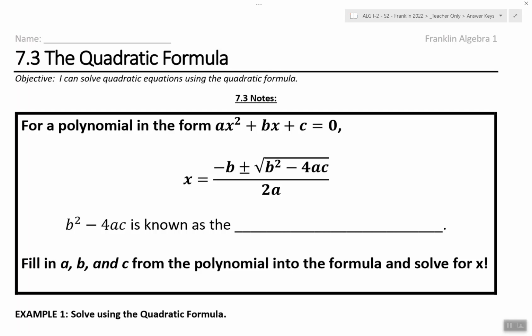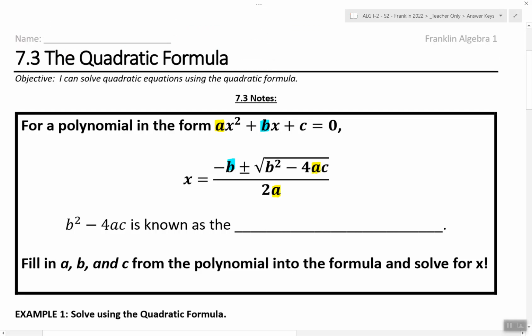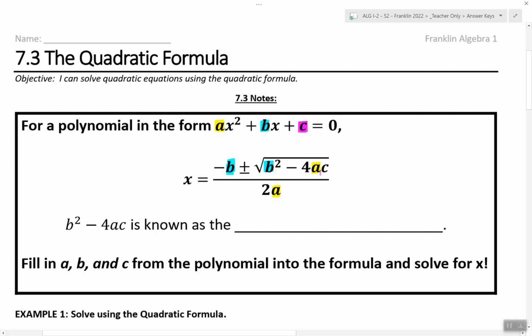So for any polynomial in the form ax squared plus bx plus c, so standard form, highest degree first, here's the formula. X equals negative b plus or minus the square root of b squared minus 4ac, all over 2a. So all we do is take these numbers. A goes here and here. B goes here and here. And then C goes here. Plugging these numbers in and then evaluating the formula will give us the two solutions for the equation.